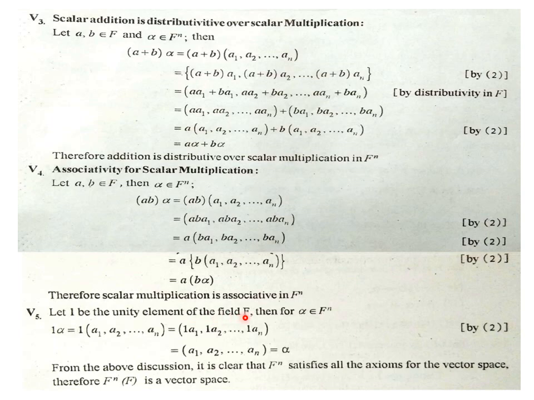For V5, we have 1 as an element of F and alpha, so 1 into alpha is 1 into (a1, a2, up to an), that is (1a1, 1a2, up to 1an), and 1a1 means a1, 1a2 means a2, up to 1an means an. So it is equal to alpha only, so 1 alpha is alpha. So it is a simple kind of problem where all the properties of n-tuples are utilized well to prove that all 5 axioms are satisfied for the given problem. That means F^n over F is a vector space.